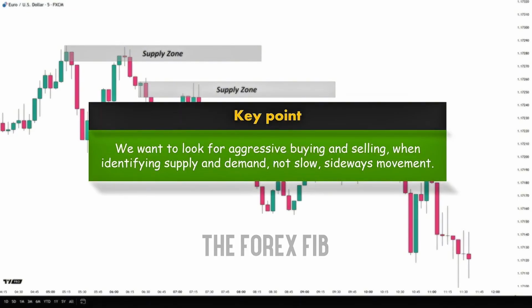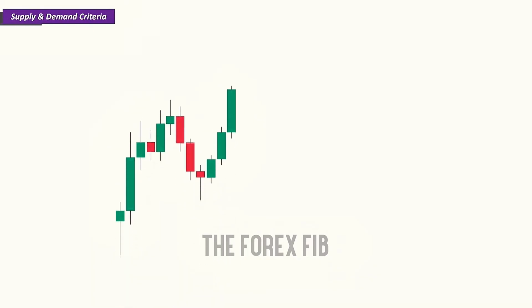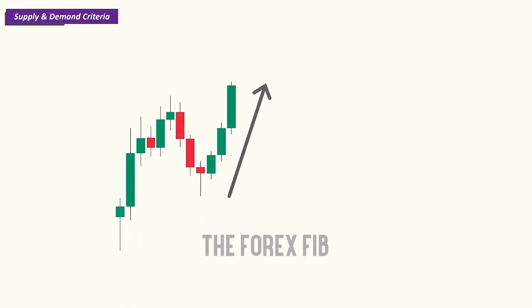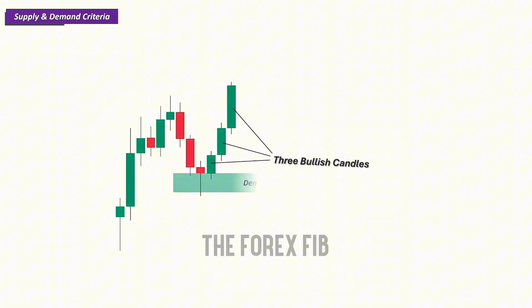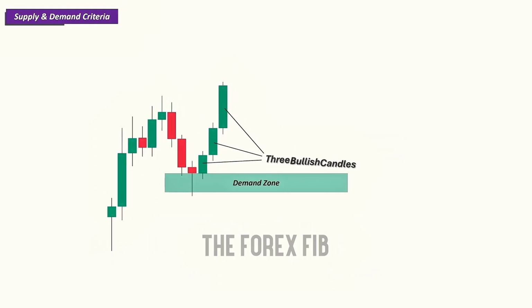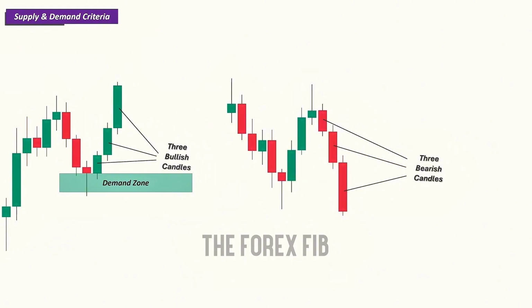But the key point here is that we want to look for aggressive buying and selling when identifying supply and demand, not slow, sideways movement. Strong zones are usually created by impulsive price moves, showing clear imbalance between buyers and sellers. To make things more objective, we need to see 3 green momentum candles to mark an area as a demand zone. Similarly, 3 consecutive red candles with large bodies and strong push distance would make a good supply zone.